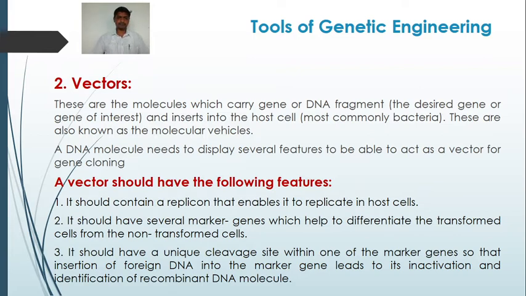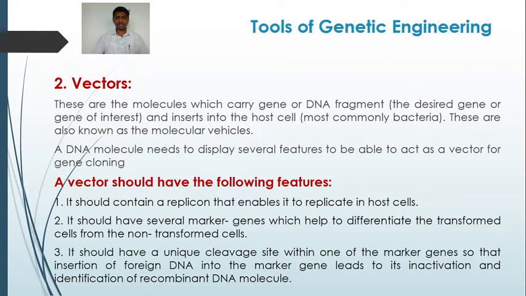The third feature is that it should have a unique cleavage site or restriction site within one of the marker genes, so that the insertion of foreign DNA into the marker gene leads to its inactivation and identification of the recombinant DNA molecule. So the vector should possess the unique cleavage site or restriction site for a restriction endonuclease enzyme within one of the marker genes. The second feature that we saw is that the vector should have several marker genes. The third is that the vector should have a unique cleavage site within one of the marker genes.